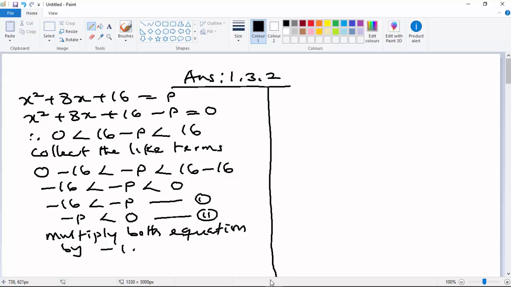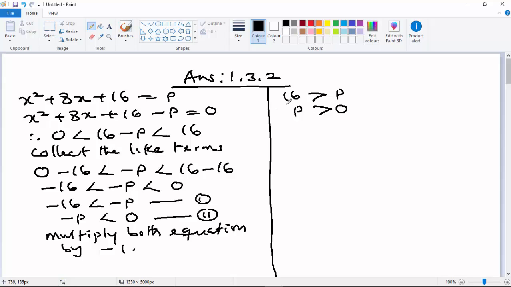When you multiply by negative 1, you have to change the sign. If you have less than, you need to change it to greater than. So let us multiply equation 1 by negative 1. We now have 16 greater than p. Equation 2 by negative 1 as well. We have p greater than 0.